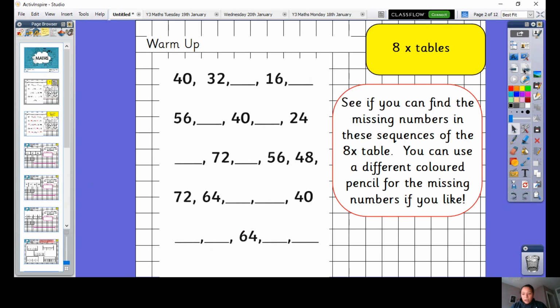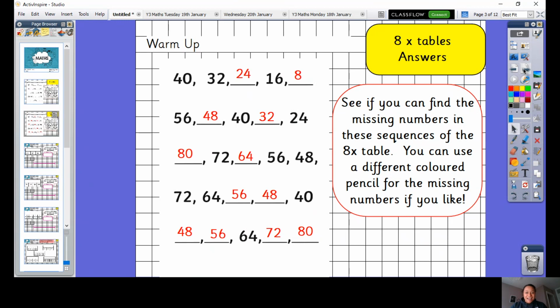Okay, looking at our 8 times tables today, you will notice that these are sequences counting in 8s. So what I would like you to do is to go through and find the missing numbers. Pause the video here and see if you can find them. Okay, how did you get on? Have a little look through your answers.